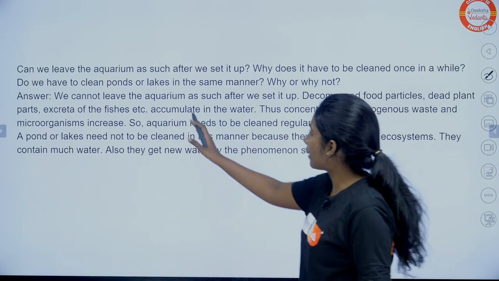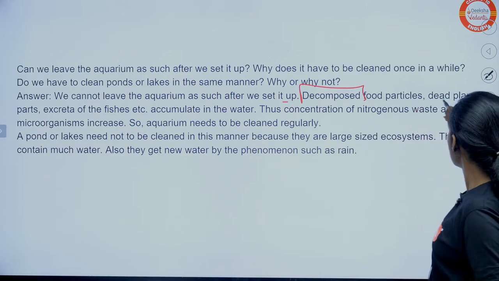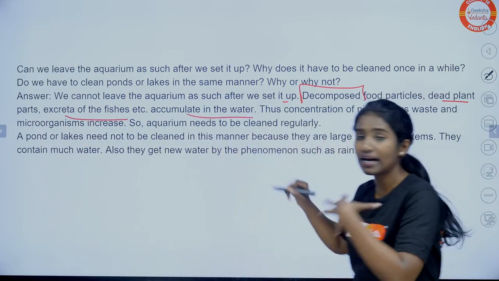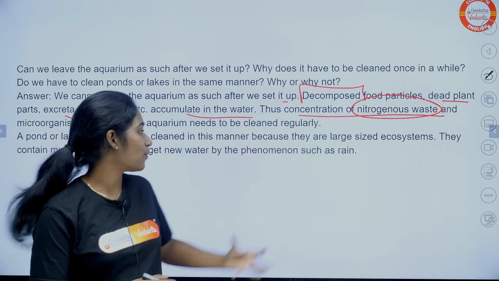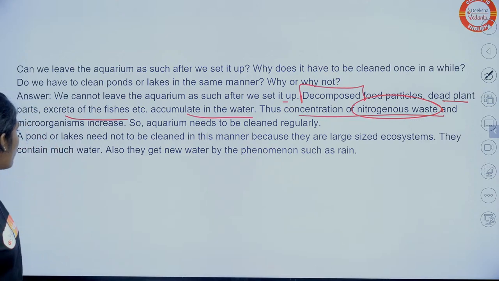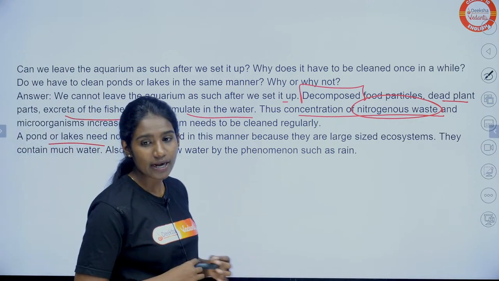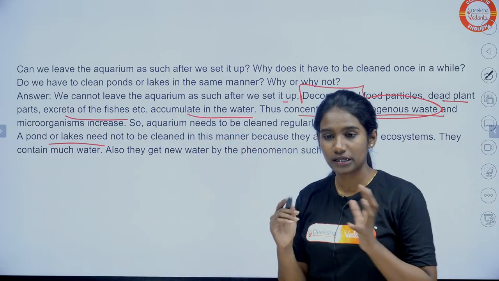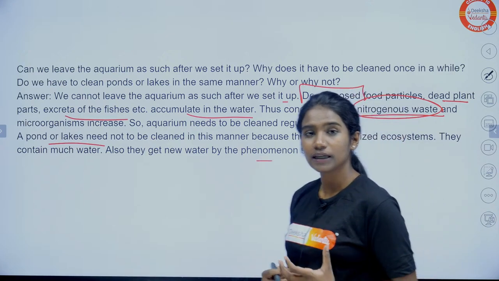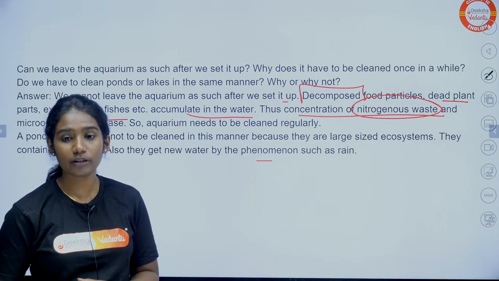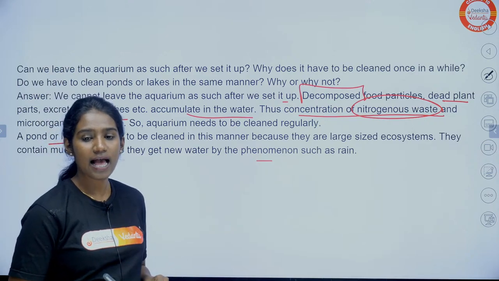Okay, clear with that? We cannot leave the aquarium as such after we set it up. The main reason is that the decomposed food particles, dead plants, excreta of the plants, etc., get accumulated in the water. Thus, the concentration of nitrogenous waste, like I told you, will build up. Therefore, it has to be cleaned regularly. Whereas ponds and lakes do not require much cleaning because they have decomposers in them. There are certain microorganisms which can break those waste materials down. And there is also this natural phenomenon, that is rain, which will refill the pond with fresh water. Okay, clear with that? This was all about the first activity.